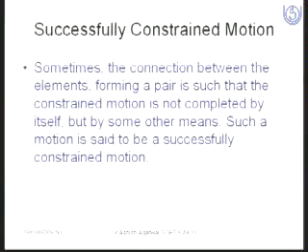Third type of motion is called the successfully constrained motion. If you see the slide, sometimes the connection between the elements forming a pair is such that the constrained motion is not completed by itself but by some other means. Such a motion is called the successfully constrained motion. We have several examples where we need the successfully constrained motion, where we have to apply a certain mechanism so that the parts of the bodies or the machine move in a particular, guided direction, so that we get the desired or useful work from that machine.